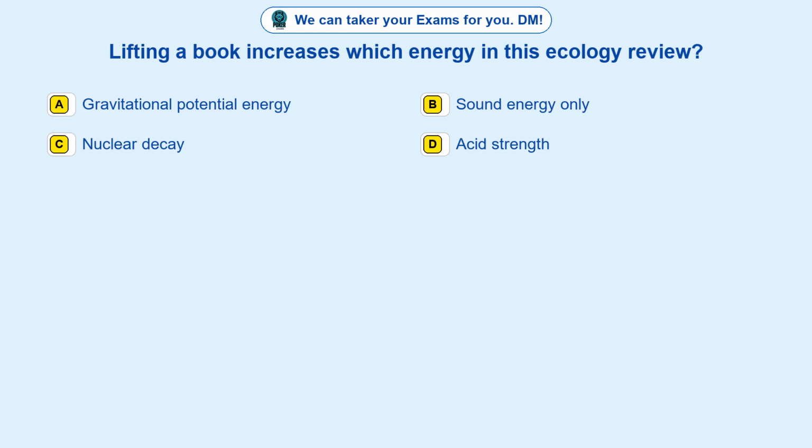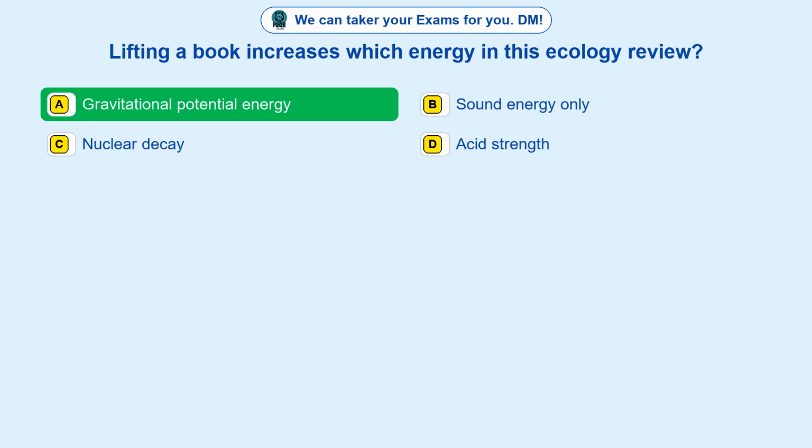Question 61. Lifting a book increases which energy in this ecology review? Option A, gravitational potential energy. Option B, sound energy only. Option C, nuclear decay. Option D, acid strength. The correct answer is option A, gravitational potential energy.